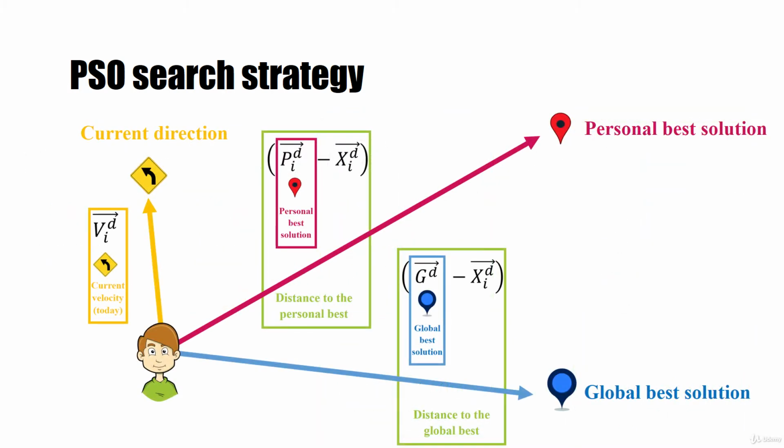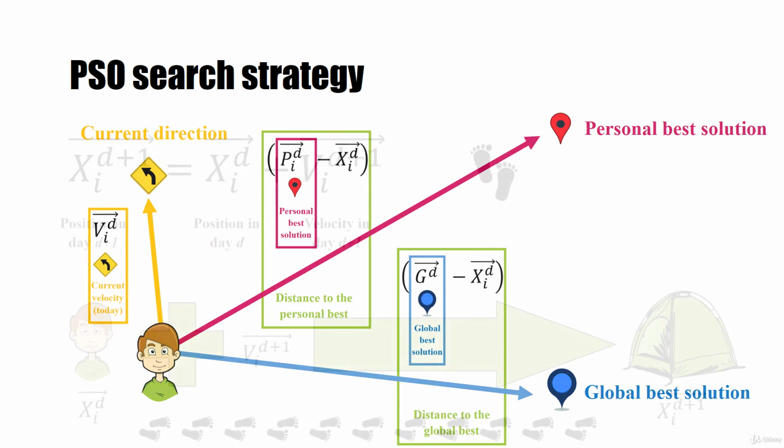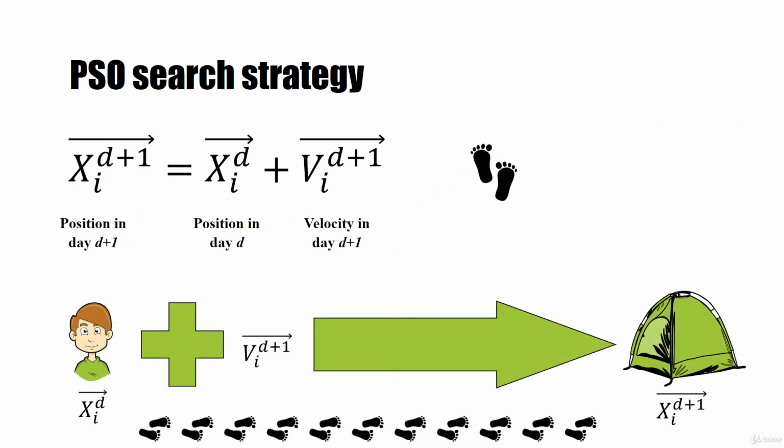With calculating the velocity of the next day, the position can be calculated as well. This is how we can easily read this equation. The next day's position is equal to today's position plus the velocity for the next day. Remember that we use the velocity in the current day to calculate the position in the next day.